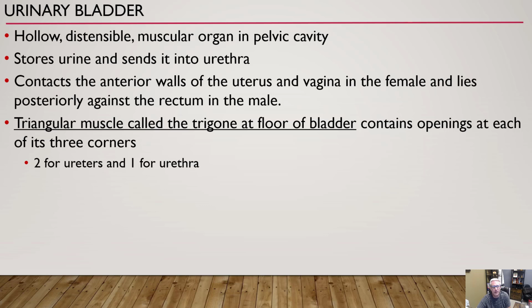This is just a picture of the ureter itself. All right, our bladder stores the urine and sends it to the urethra. It is a hollow organ. It's distensible, meaning that it can stretch. It's a muscular organ in our pelvic cavity. It has a triangular muscle called the trigone at the floor of the bladder. It also contains openings at each of its 3 corners, 2 for the ureters and 1 for the urethra.